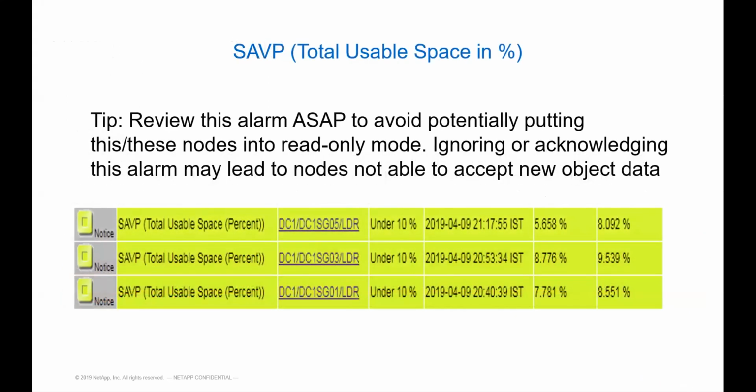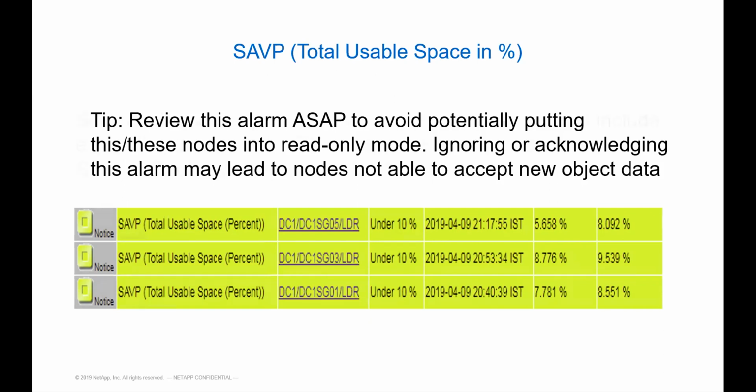So the next one is SAVP. This is essentially your object store, your bucket, your single namespace storage grid environment does not have any more space or is running low on storing data. And if you ignore this or you acknowledge these alarms, your nodes will go read only. The consequences of that are pretty straightforward. You will not be able to ingest data. Again, popular theme, don't ignore it, don't acknowledge it.